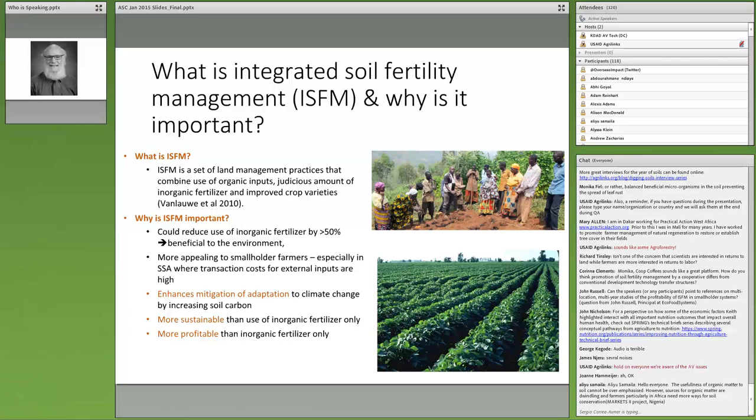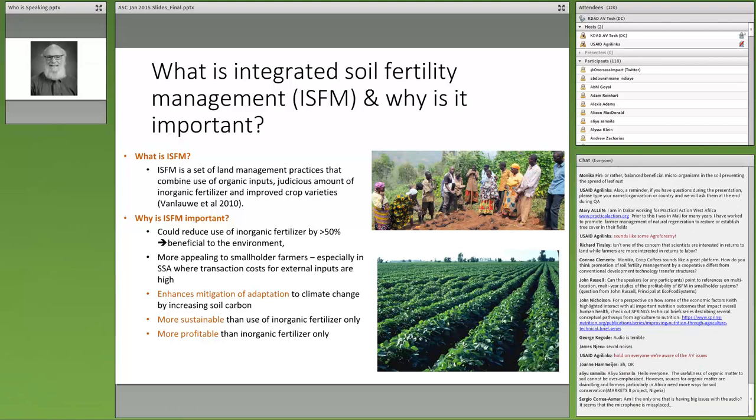It can help to adapt to climate change by reducing the climate-related risk.